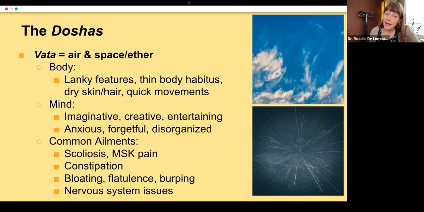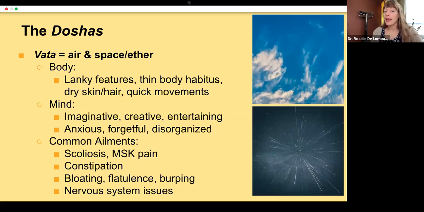In terms of their mind, Vata people are very imaginative, right? They're creative, they're entertaining, they have this space to occupy, and they really dive into it, okay? They can also be quite anxious and forgetful, right? Spacey is one of the characteristics of our Vata people, and they can be quite disorganized as well.